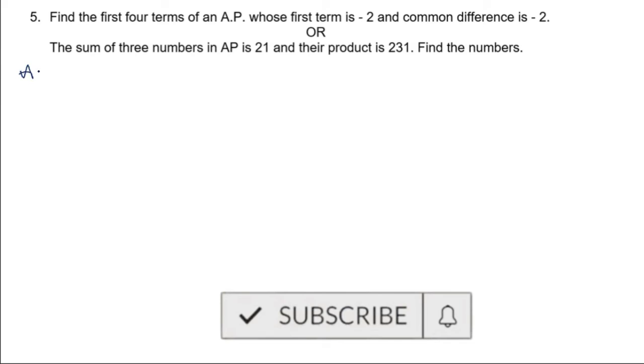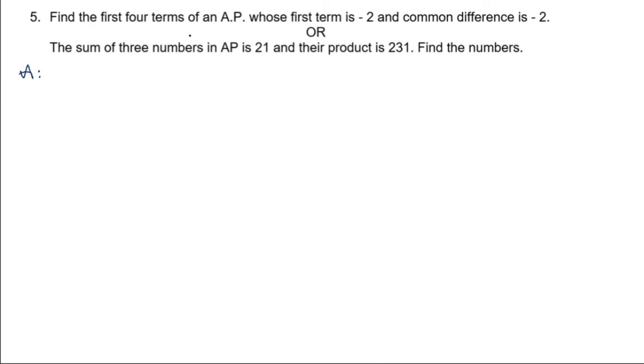First, let me solve the first one. What is given to us is the first term. Let me write the first term as a1. a1 is -2. The common difference is also given. It's small letter d. The common difference is -2. They have asked us to find out the first four terms. The first term is -2.